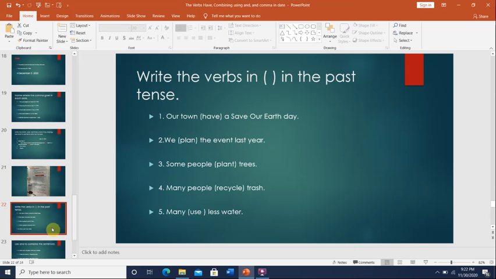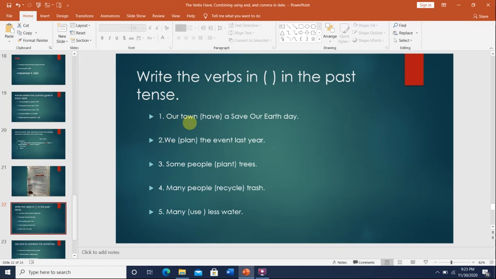Okay, now we're going to revise what we took. It says, write the verbs in the past tense. So we've learned that when we write the verb in the past tense, we add ed, except have. We said that the past of have is had. So far, when you want to change a verb to the past tense, you add ed, except when the verb is have. That's what we've taken so far.